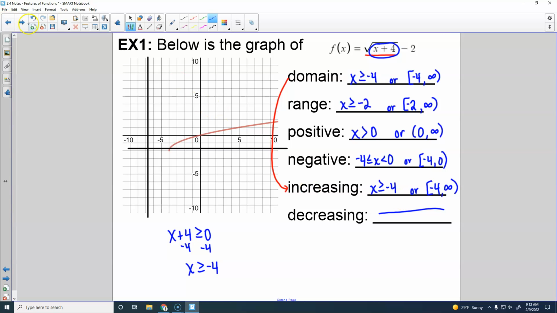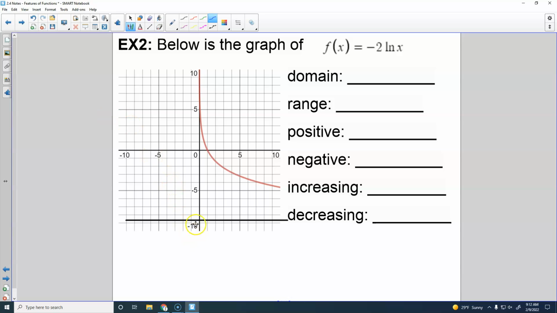Okay, try example 2 real quick on your own, because that one is a natural log, and we have done those before. So try that one on your own. Oops, I didn't do that.